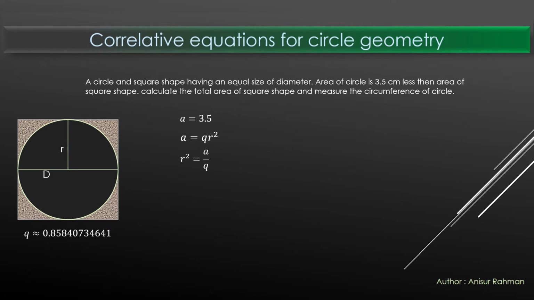0.85840734641 and so on. Constant q is a correlative coefficient of pi, which can be used as an alternative to pi. To know more about q, please watch from the first episode.